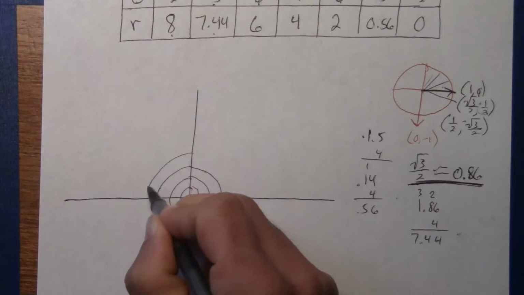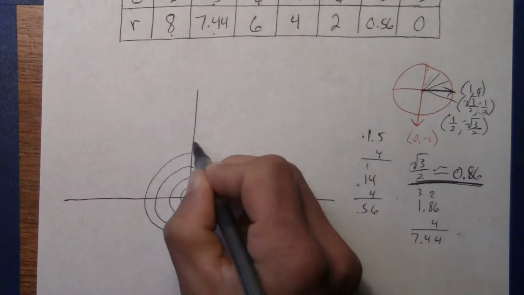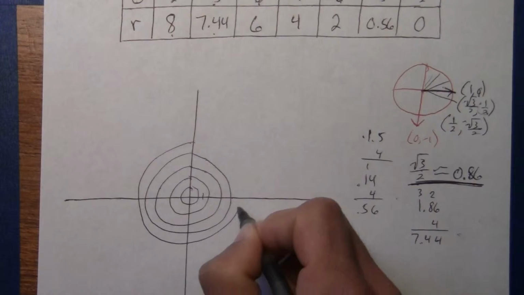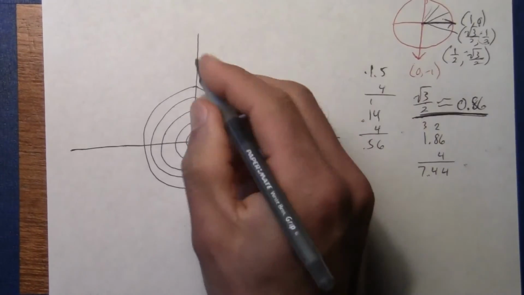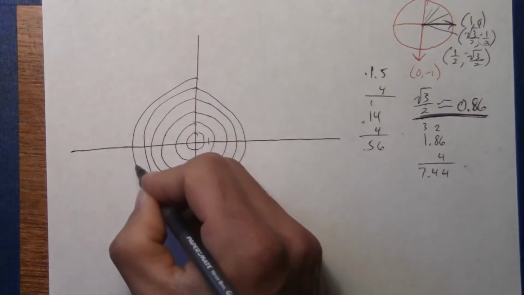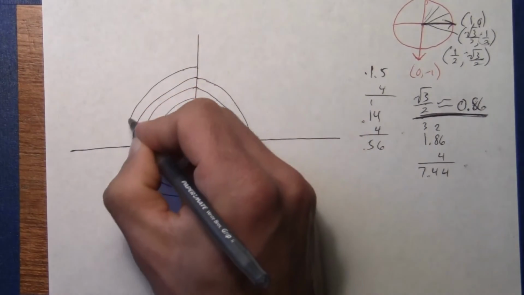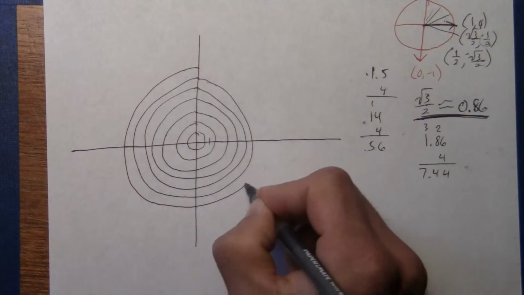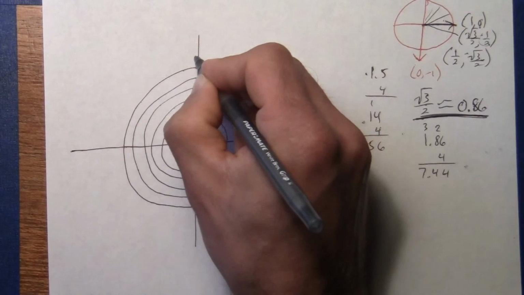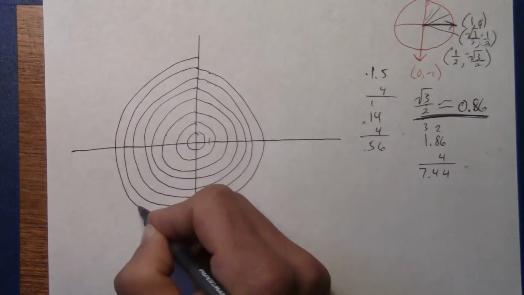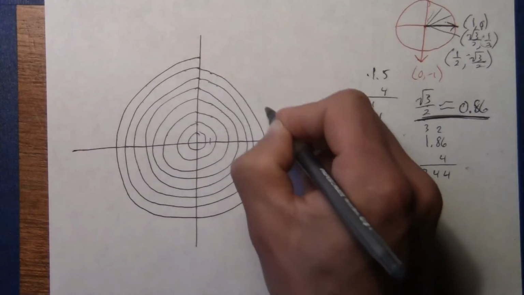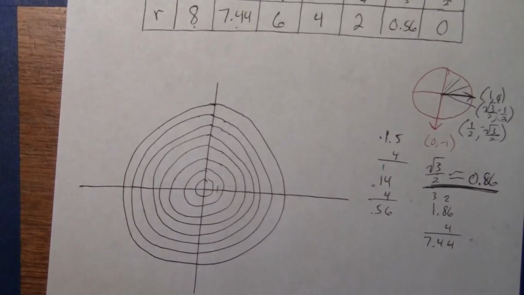3, 4, 5, 6, 7, and 8. Alright, so I've got my polar graph. And now I'm going to go ahead and plot my points.